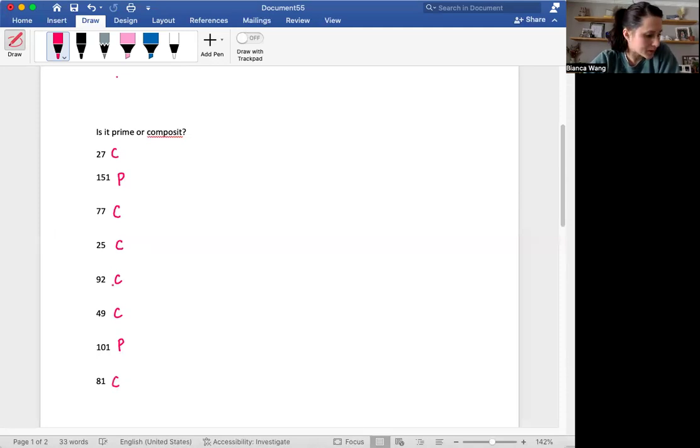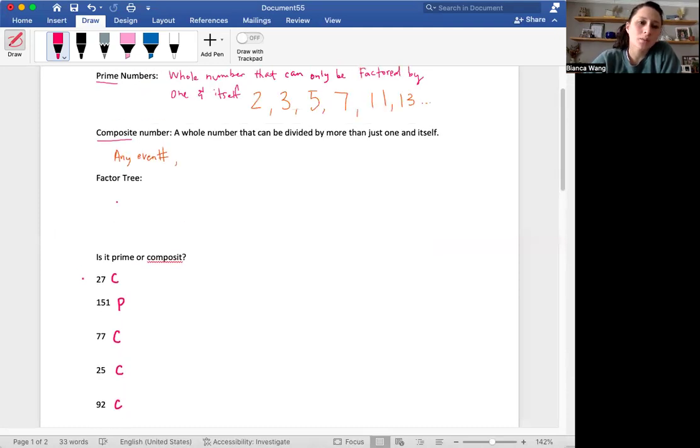Is it prime or composite? If you can think of any number besides 1 and itself that can be divided evenly into it, then it's composite. Let's talk about the factor tree. This will be very useful as we continue to take a look at composite numbers.